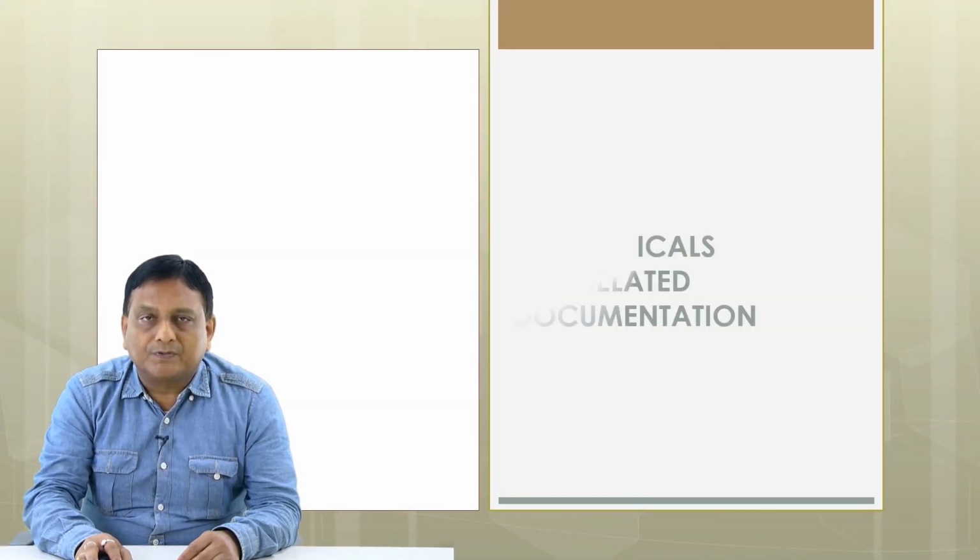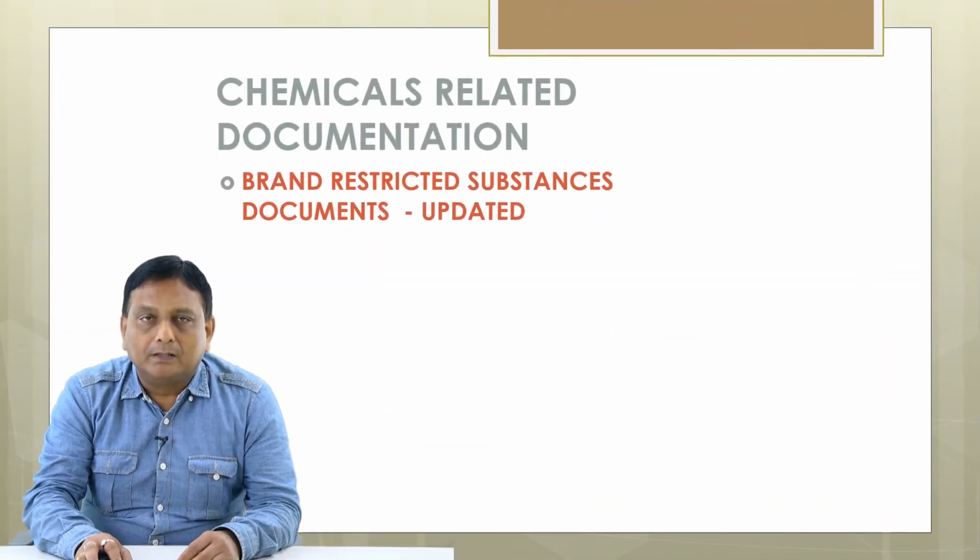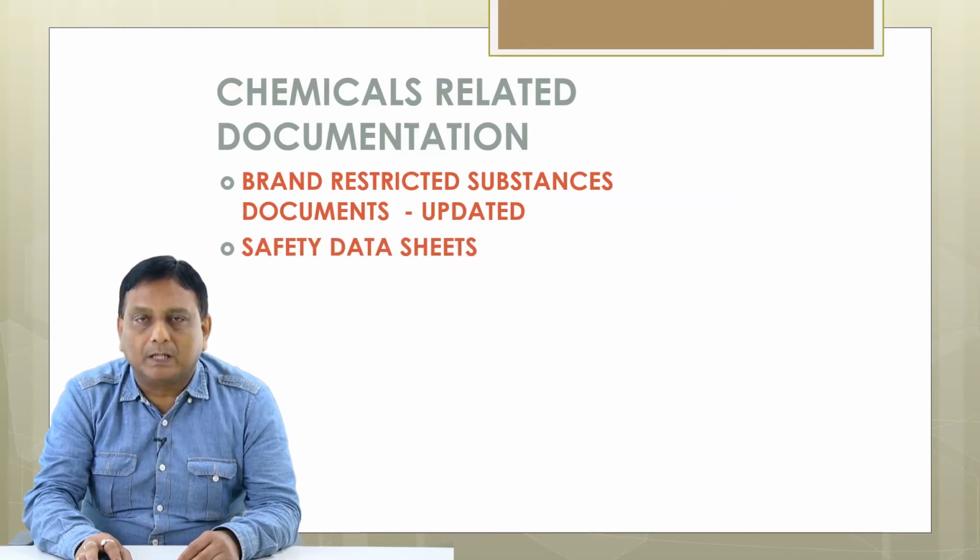Now, next comes the chemical related documentation. What do you mean by chemical related documentation? In this chemical related documentation, the first one is the brand restricted substances documents. That must be an updated list. The second one is the safety data sheets. For all chemicals, when the purchase departments are dealing with them, they must get the safety data sheet from that particular supplier to understand the health and safety issues, the use of the chemicals, and what precautions we need to take about those chemicals.